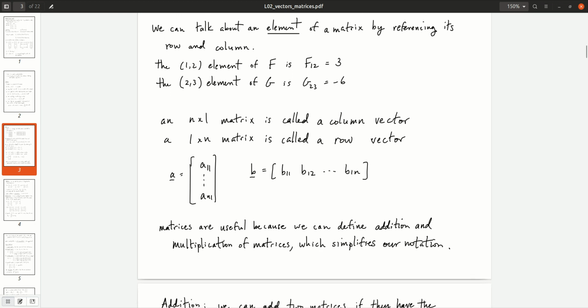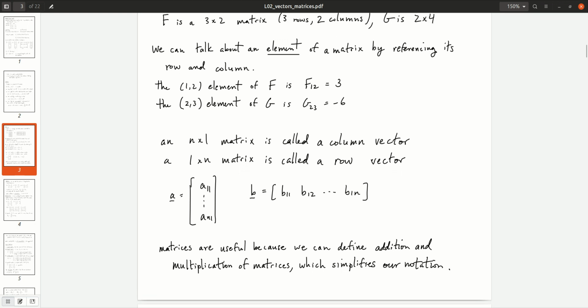Okay, so here's an example. A is n by 1. It has one column and n rows. So this is a column vector, and B is a row vector. Now, matrices are useful because, just like with vectors, we can define addition operations and multiplication operations, and that'll simplify our notation. This is what makes it easy to write down the multiple linear regression equations.